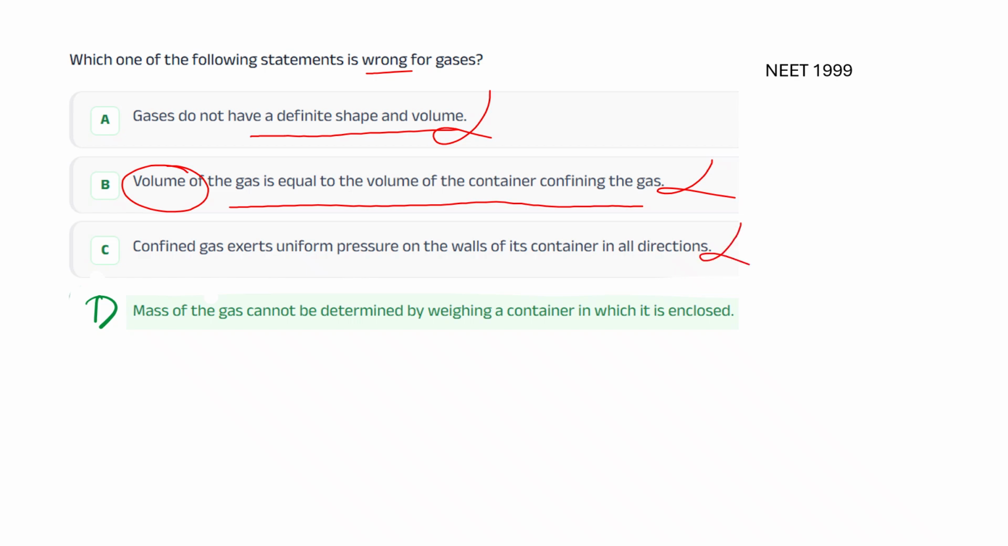Then option D: mass of the gas cannot be determined by weighing the container in which it is enclosed. This is the wrong statement. How is it wrong? It looks like a true statement, but there is one word: enclosed.